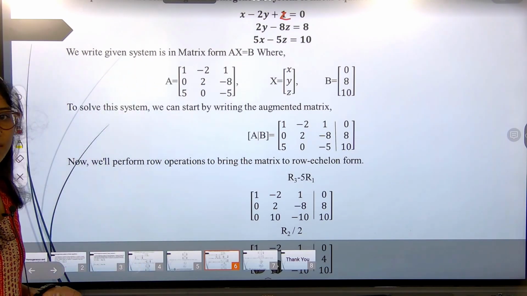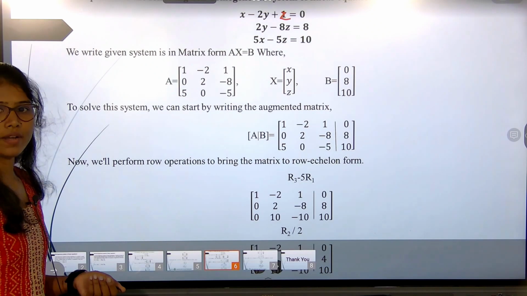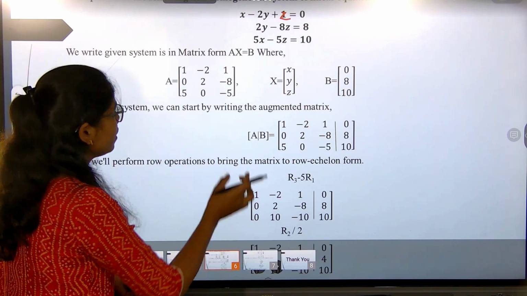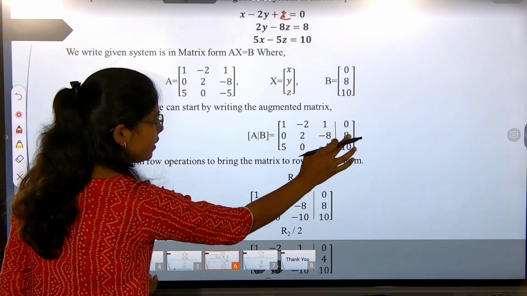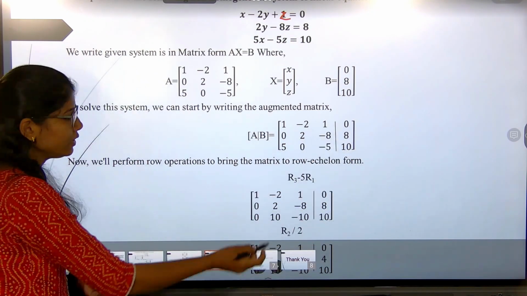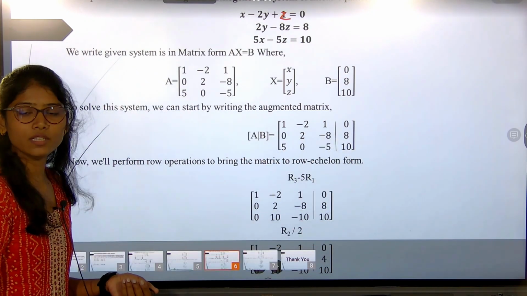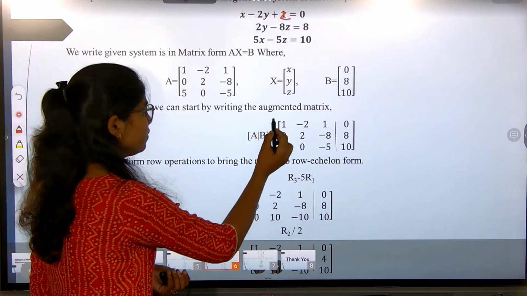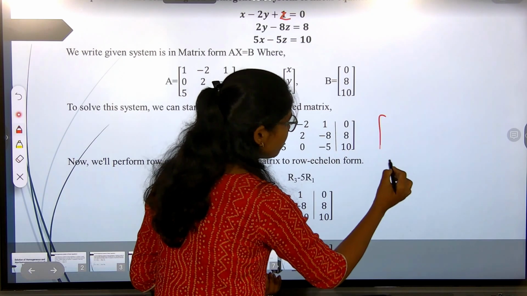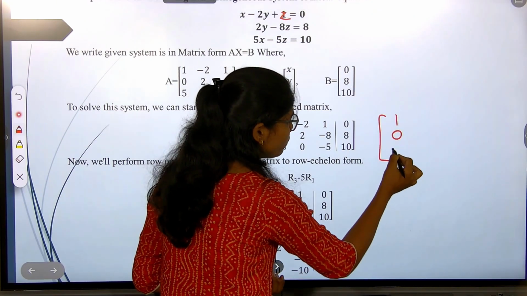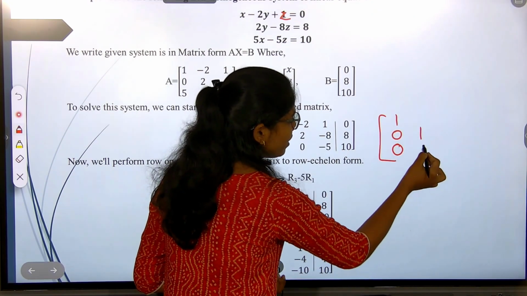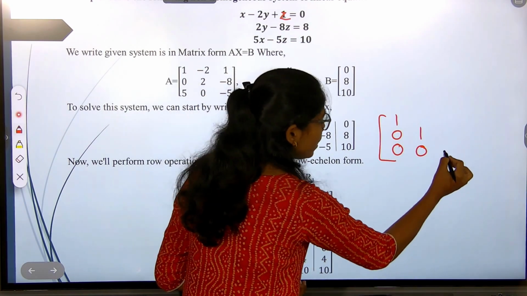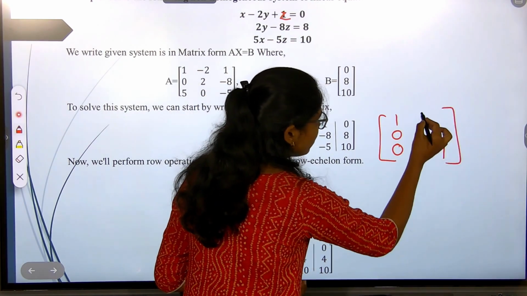Now consider the augmented matrix. Augmented matrix means what? Matrix A with matrix B. Now we convert this augmented matrix into row echelon form. For that, first, row echelon form means make the first leading element 1 with 0s below it, then the second leading element 1, below the second leading element all 0, and the third leading element is 1.